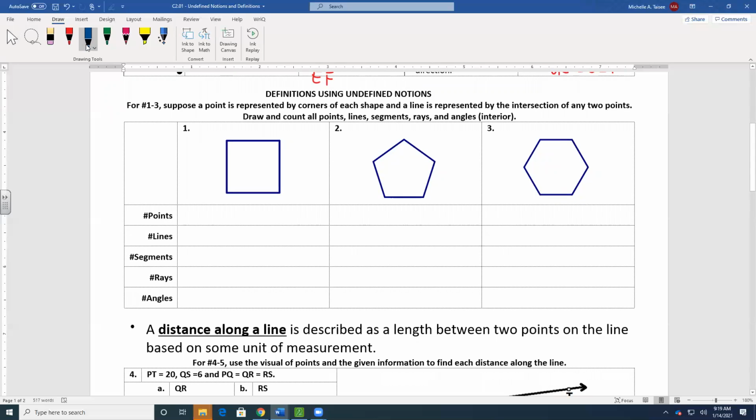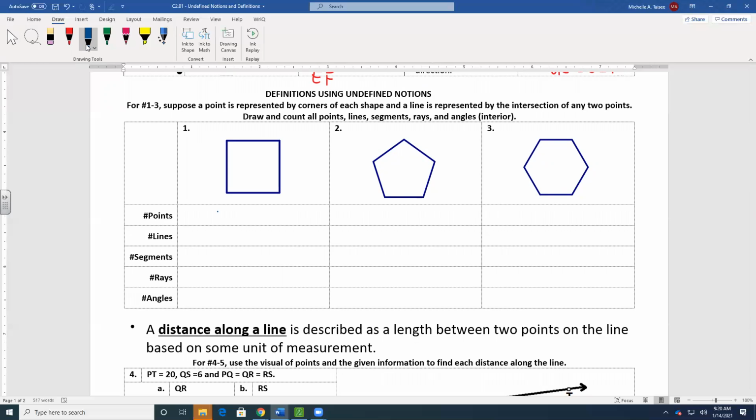All right, so we're going to have some definitions using undefined notions. So with these three figures, I want to see how many points there are and how many lines there are, how many segments, how many rays, how many angles. So for problem number 1, how many points do you see?